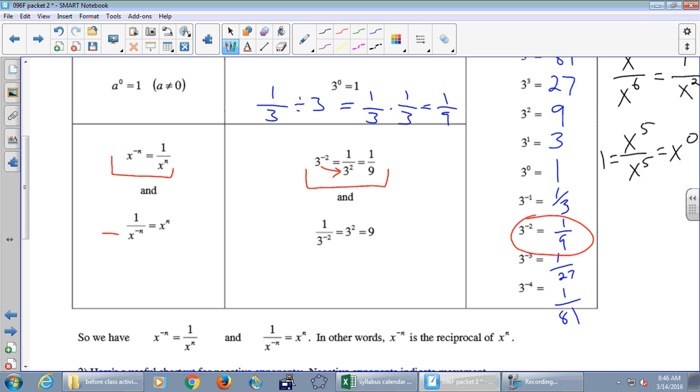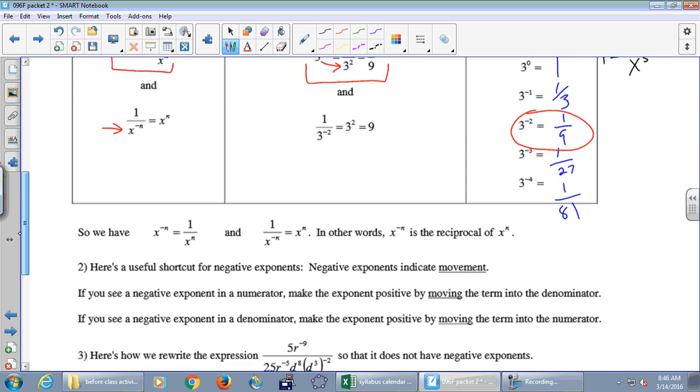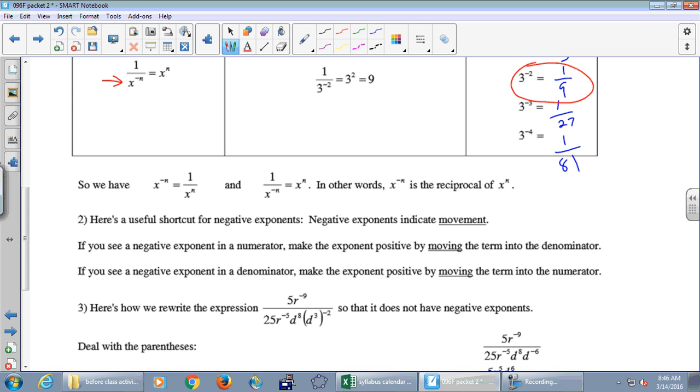Likewise, if you have a negative exponent but it's sitting in the bottom, you can just move it up to the top. Doing 1 over has the same effect as moving the thing upstairs. And so I've got this little shortcut in my mind that just indicates that a negative exponent represents movement. If you see a negative exponent in a numerator, you're going to move the whole thing to the denominator and make it a positive exponent. And if you see a negative exponent in the denominator, you're going to make the whole thing a positive exponent up in the numerator.